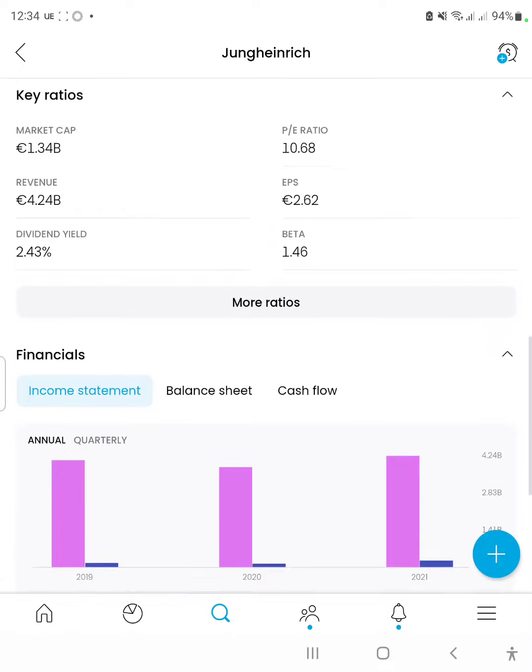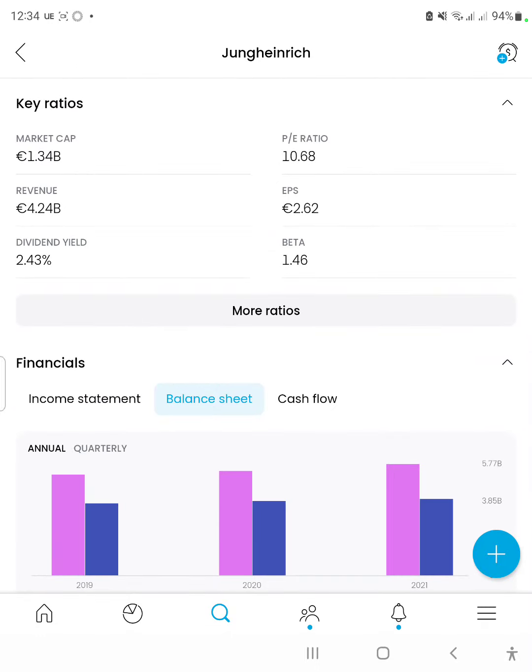Let's get into the balance sheet, which shows how well the company manages debt and how well it delivers dividends, etc.